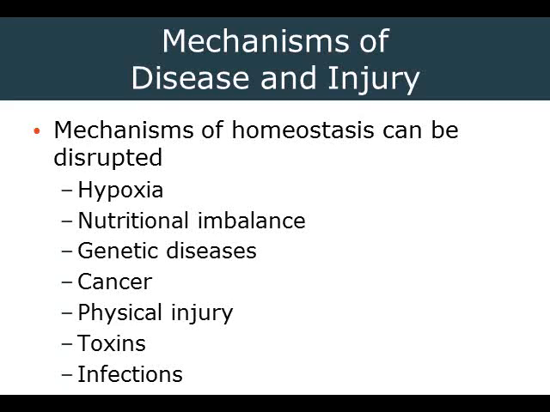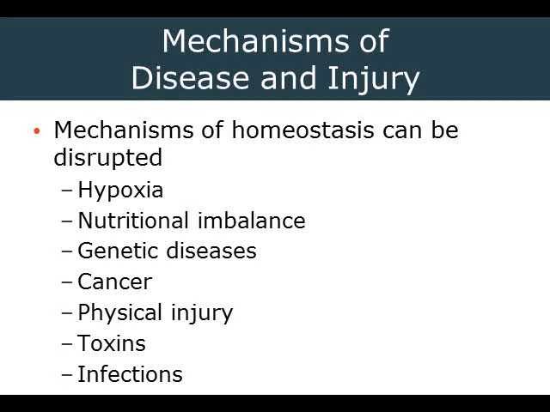Okay, so a few mechanisms of homeostasis that can be disrupted or can be a disruption themselves. Hypoxia. Obviously, that's a lack of oxygen. Nutritional imbalance. Most of the time when we think nutritional imbalance, we might be thinking something like sugar, but it can be the vitamins and the nutrients and the proteins and so on and so forth that go with it. Genetic diseases. Sometimes we have genetic issues in which the body can't process something, or it overprocesses, or it's just missing something altogether. Cancer.